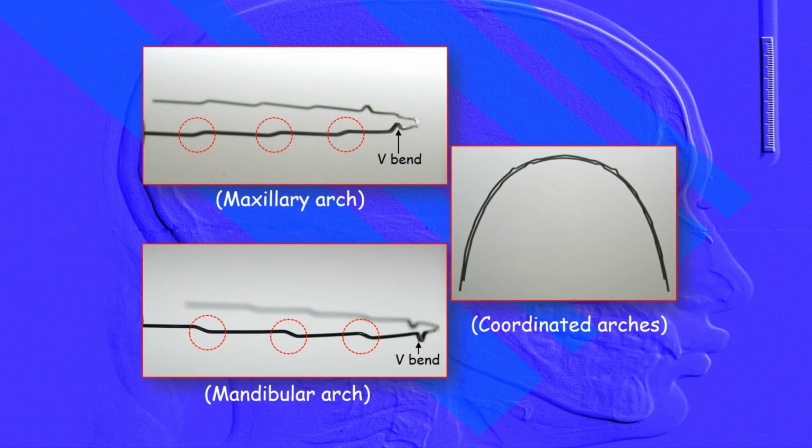Look at these pictures and remember how maxillary and mandibular arch wires with second-order bends look. Remember, the first bend in the second-order bends is the V bend. The apex of the V bend is always directed gingivally. After putting the second-order bends in the maxillary and mandibular arch wires, they must be coordinated to each other.